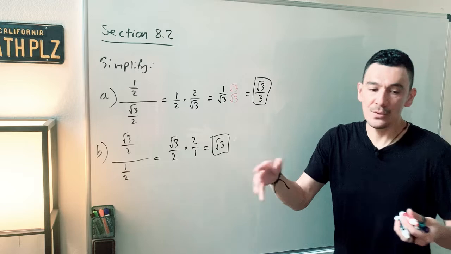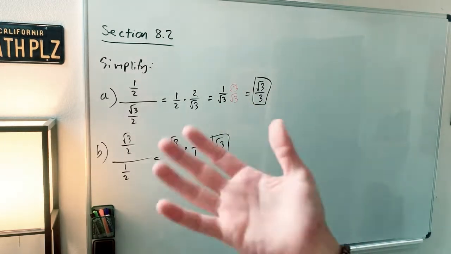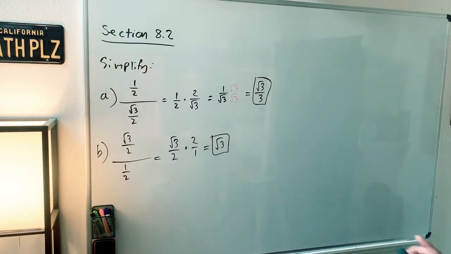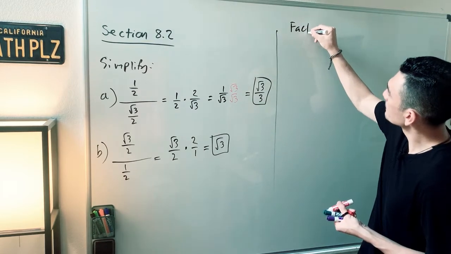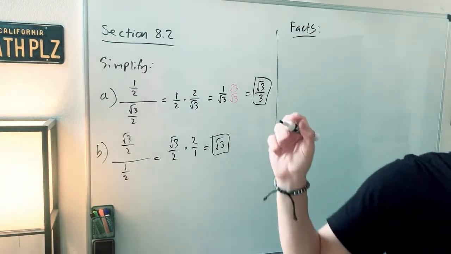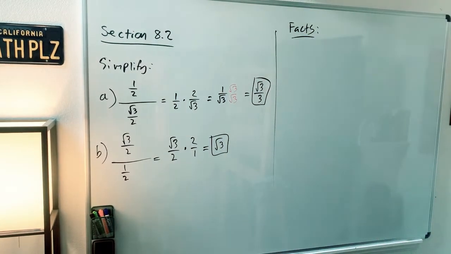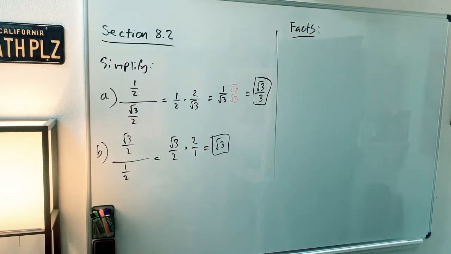Now let's go into some of the facts found in this section here, 8.2. Maybe I can jot them down over here. So here are some facts. And let me take a look at the camera, make sure it reaches over there. It looks like it does. So here are some facts, okay?